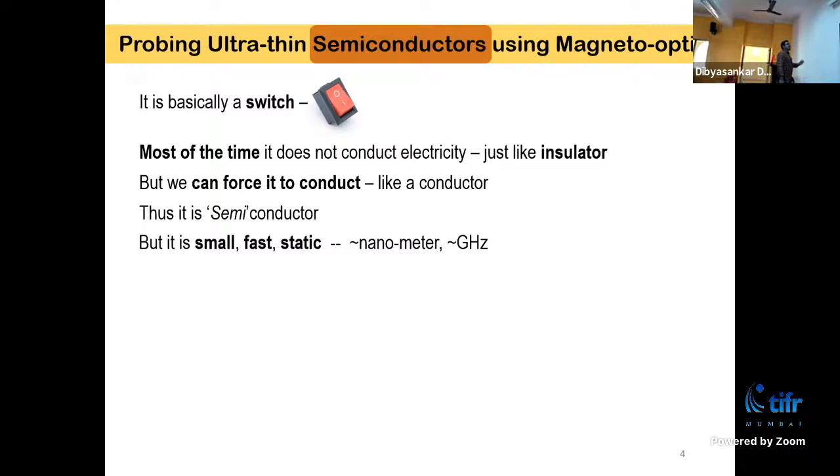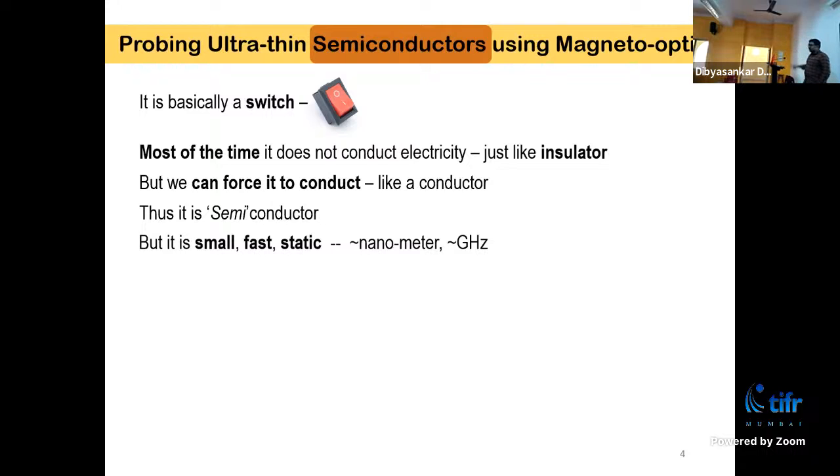The other thing is that it is extremely fast. How fast can you switch on and off a switch? A normal switch, say one in a second, two in a second, very fast, four in a second. But they work in gigahertz. So in 1 second, they can switch on and off 10 to the power 9 times. So it's extremely fast.